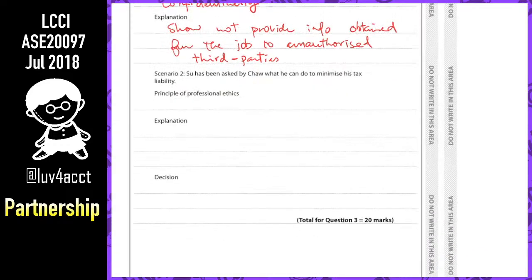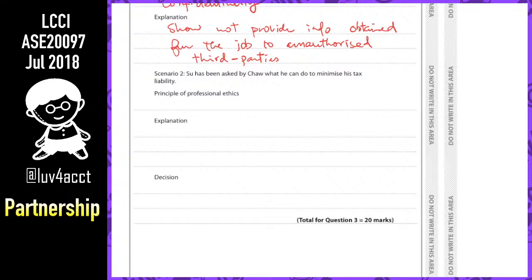Scenario 2, Sue had been asked by Cho what he can do to minimize his tax liability. So minimizing tax liability is not a problem. It is the professional work of an accountant. Just that if you are doing this by illegal means, to evade tax, then there is a problem. But simply to minimize is not that much of a problem.